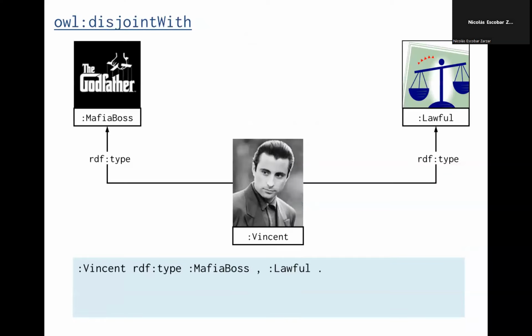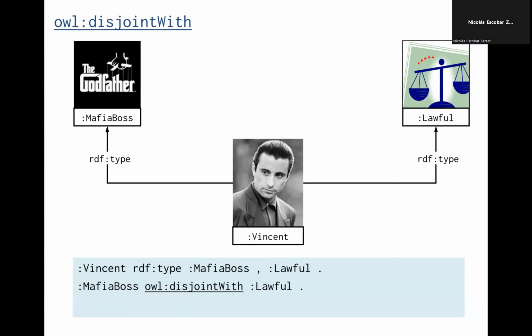Disjoint with. So we can say that 2 classes have nothing in common, which is kind of the dual case. So if we have that Vincent is a mafia boss and Vincent is a law-abiding citizen, or a lawful entity, we could say mafia boss is disjoint with lawful, which means that nobody that's a mafia boss can be lawful, and nobody that's lawful can be a mafia boss. You can't be lawful and a mafia boss at the same time. One might argue that this is not the case, but well, we're going to define it like that.